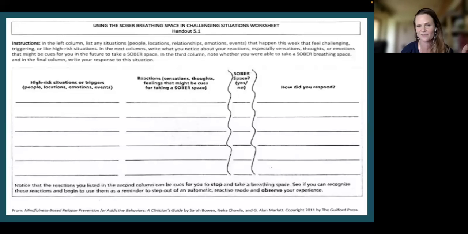And there's no judgment if they weren't able to use the sober breathing space, or if they did and they still ended up using substances. This is really all about bringing awareness to it. And over time, they're much better able to anticipate what those high risk situations are. And most importantly, they identify that those reactions, that second column, are a cue for them to use that sober breathing skill so that they don't hit that default mode so quickly.